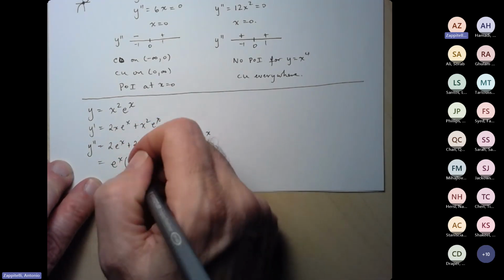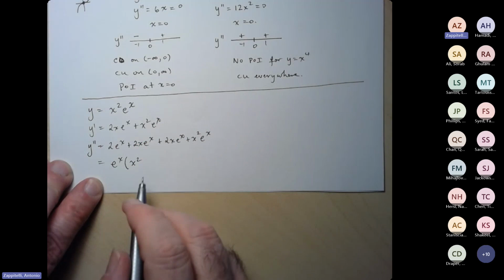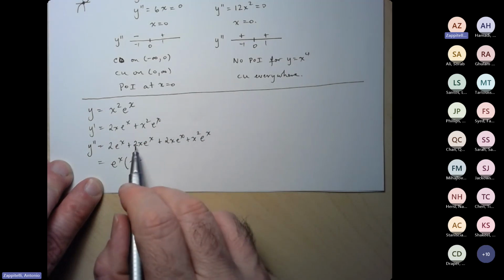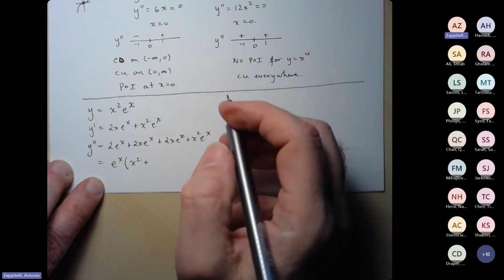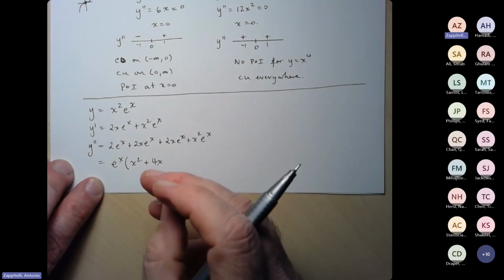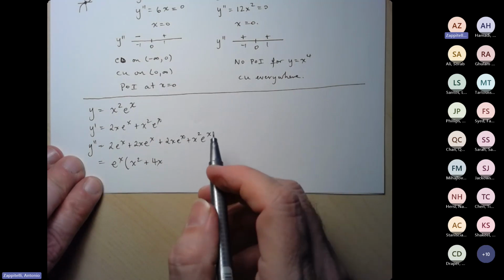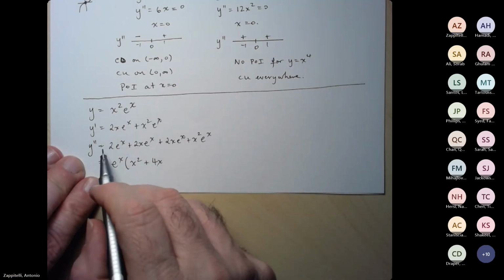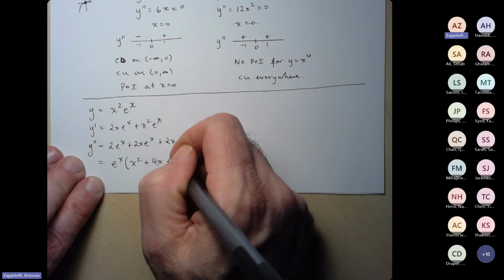Well, we have an x squared. I'll put that first. I have 2x plus 2x, which is 4x. Okay. And then here, it looks like I have a 2. There you go, plus 2.